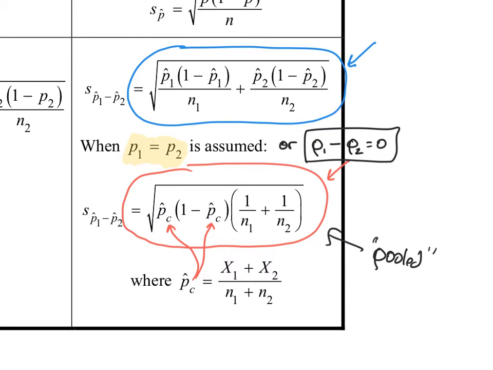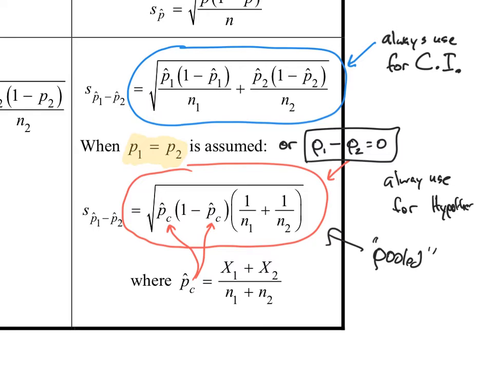Now, I say that because it's going to get complex as we go through this. So here's another thing you might want to write on your notes. We will always use the one that I circled in blue for confidence intervals. And then we will always use the pooled one for hypothesis testing.